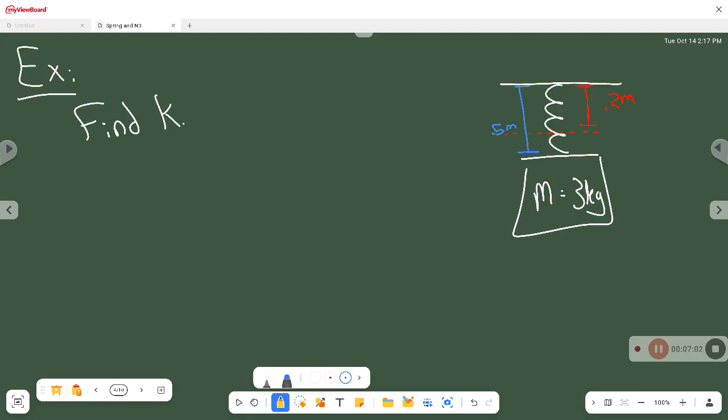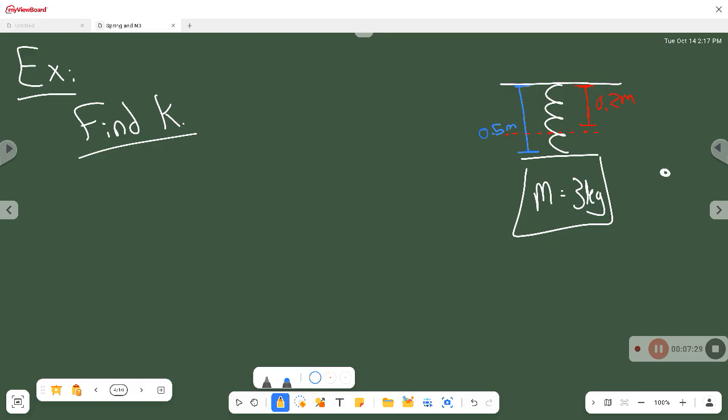Here's an example problem. I have a mass attached to a spring, which is attached to the ceiling. The spring is initially 0.2 meters long, and then it gets stretched out to a total length of 0.5 meters. The mass is 3 kilograms. We're trying to find the spring constant of this mass, so let's do that real quick.